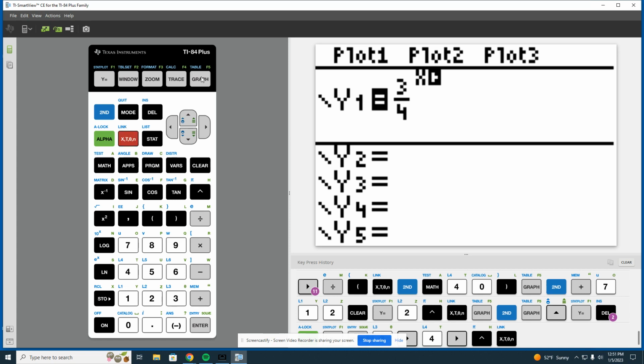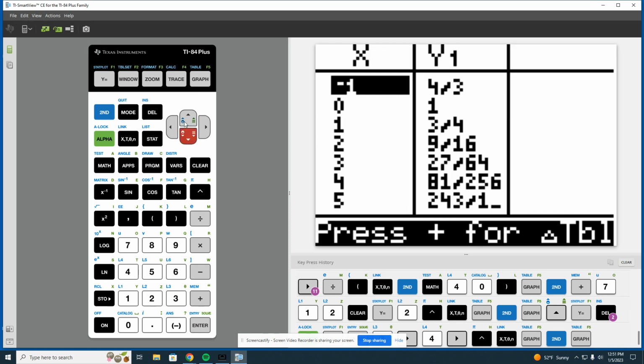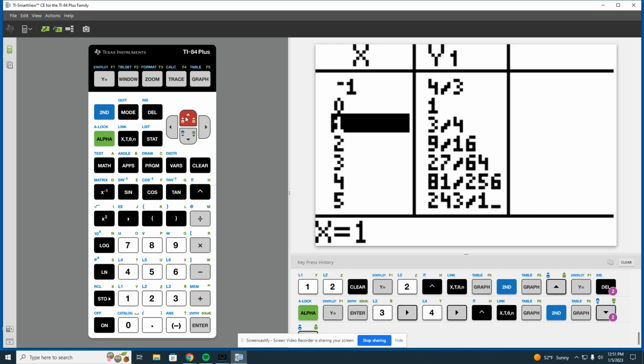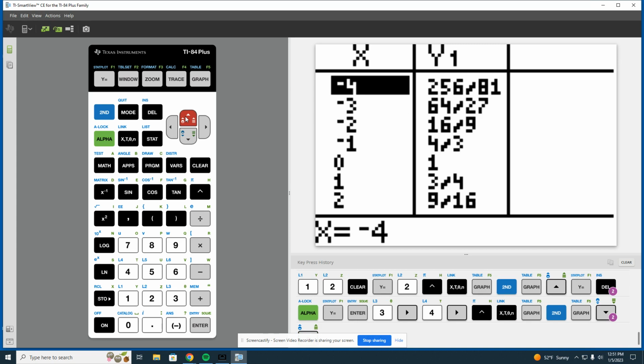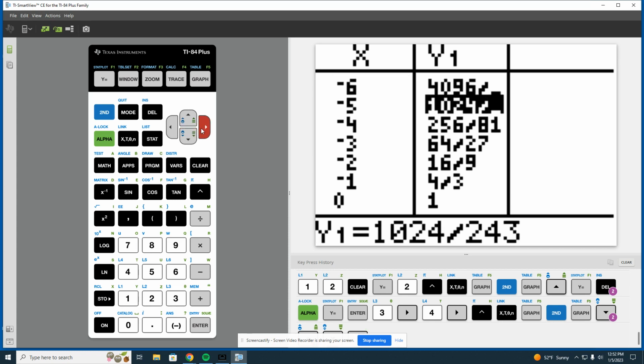This one's a little harder to graph because if you go to your table, the points are not as good. What is good, though, that we have? We got 0, 1. That's our y-intercept. Let me do a couple of other ones real quick. I got 1 and 0.75. Let's see here. -5 is, let me see what that is. That's 1024 divided by 243. That's 4.2. So I'm going to go left 5 and then up 1, 2, 3, 4.2.